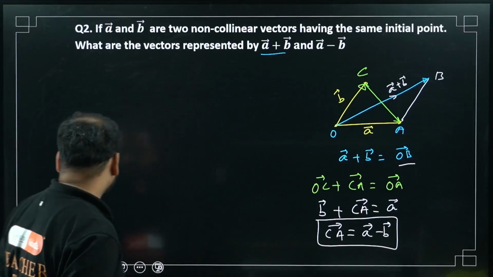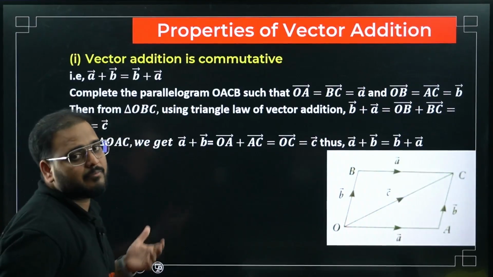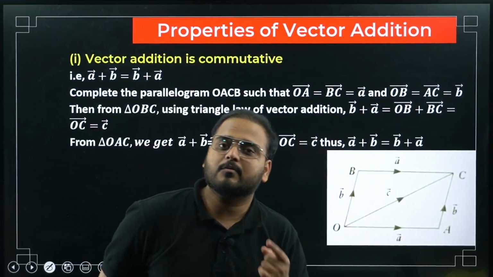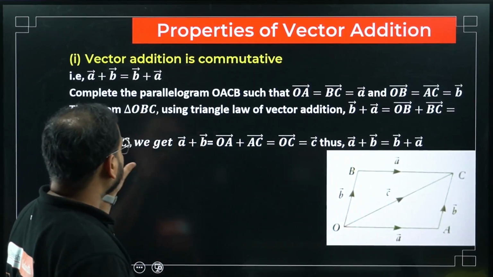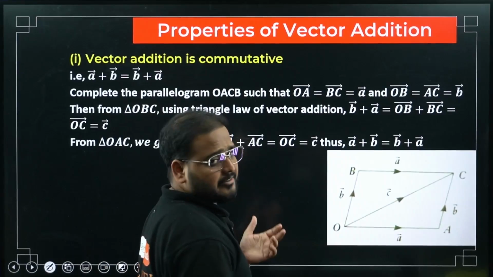Okay, moving on to question number 3. Before that, we'll have to talk about one more concept: properties. Please have a look. First property: vector addition is commutative, isn't it?